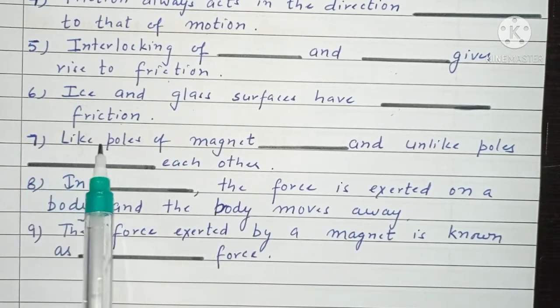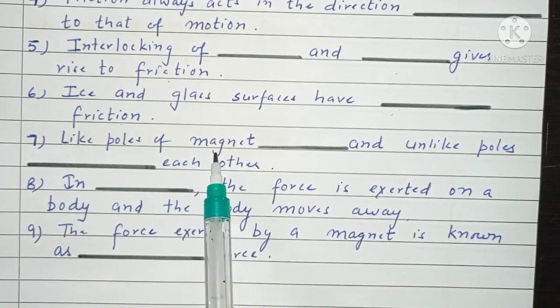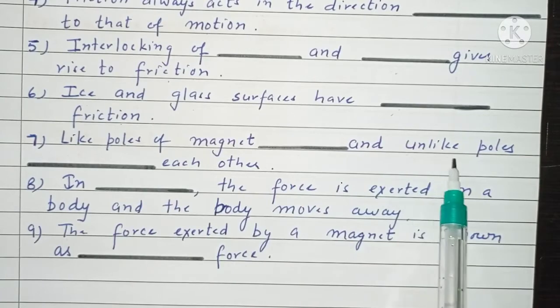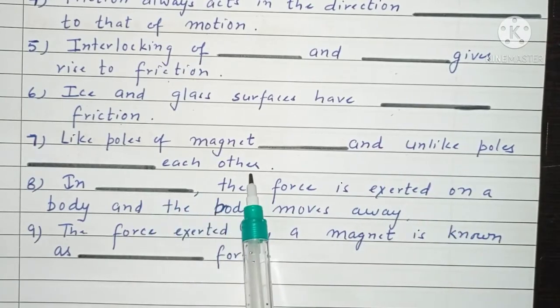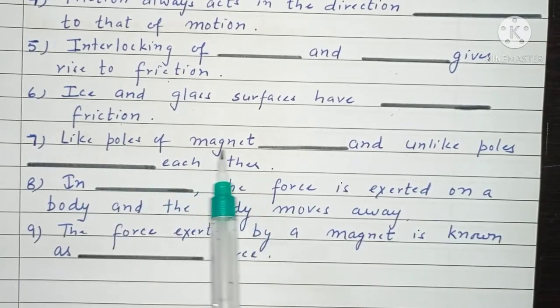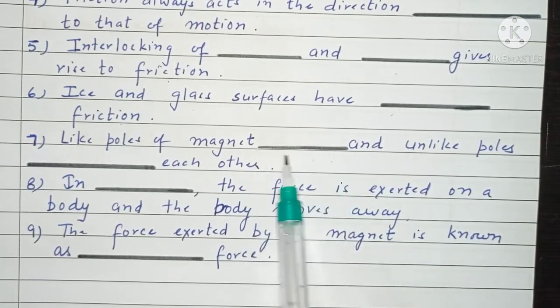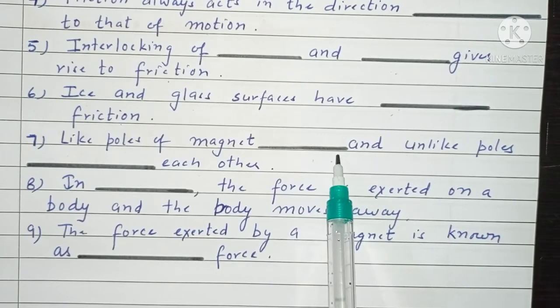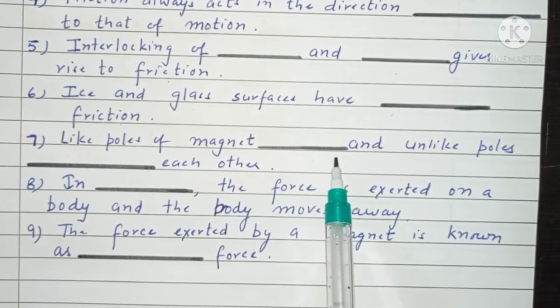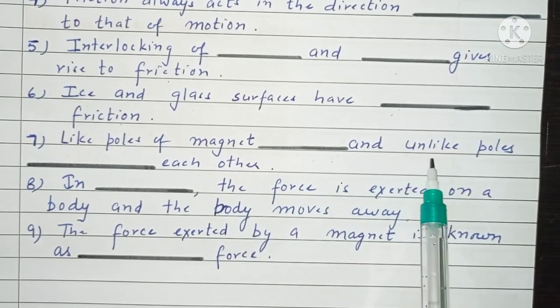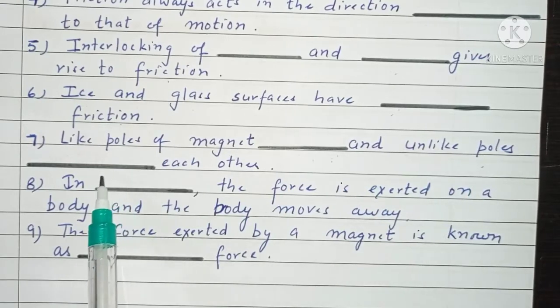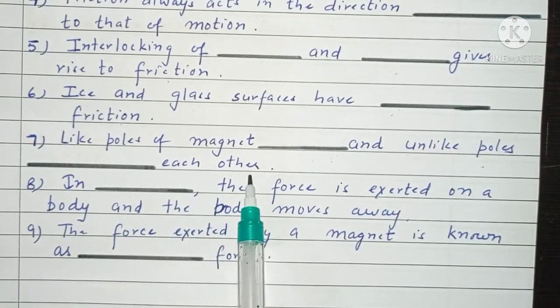The 7th part, like poles of magnet dash and unlike poles dash each other. Like poles means north and north pole or south and south pole. What will they do? They will repel each other, that is move away from each other. While the unlike poles, they will attract each other, as we have already done this in our activity.